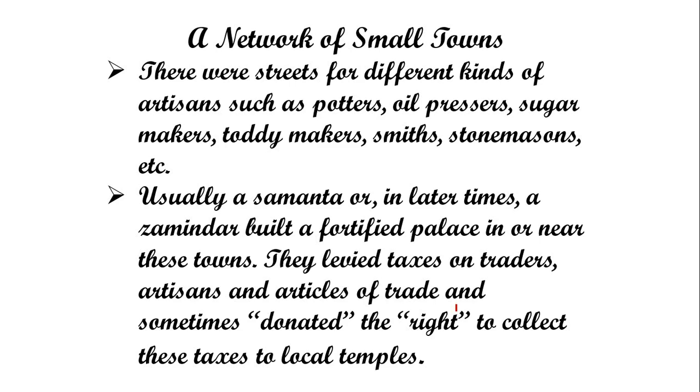So when these zamindars and samantas observed that many trading activities were performed in these towns, they started to settle in these places. They built their own palaces near these areas. After that they imposed taxes on traders, artisans, and every article sold or purchased in these markets, everything of the trade. Sometimes they gave the right to collect taxes from the temples also, meaning the donations which came to the temple, they got the right to collect some amount out of these donations.